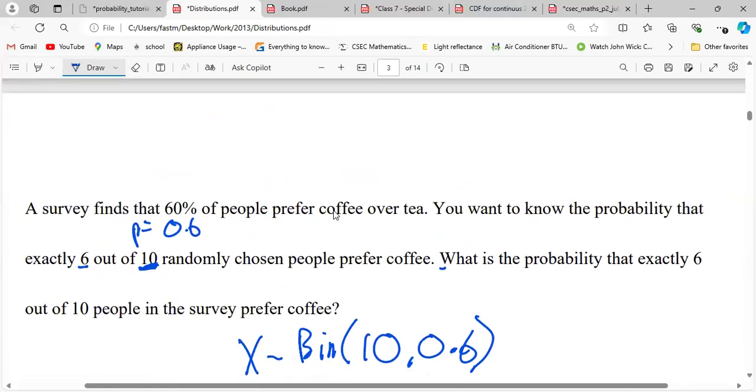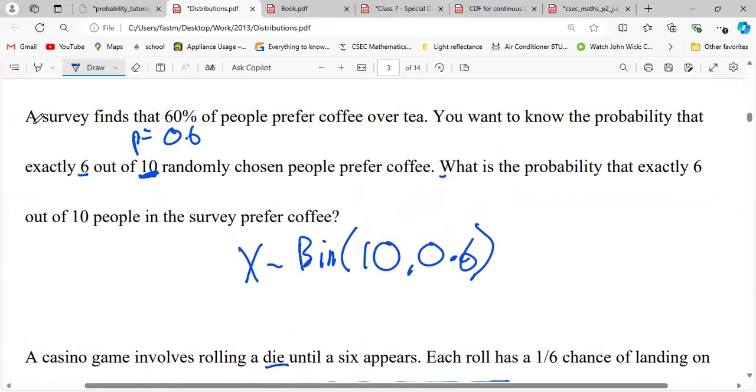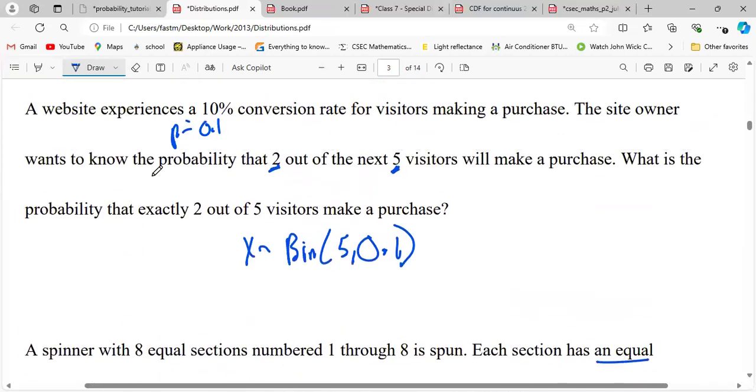Let's see what I have next. All right, look at this one. A survey finds that 60% of people prefer coffee over tea. Okay, so most likely that is the probability of a success. You want to know the probability that 6 out of 10, same wording. 6 out of 10, that has to be binomial. Anytime you want an amount out of a total, it's binomial. In addition to that, they gave you the probability of a success. Binomial on one side. Let's see if there's a next one.